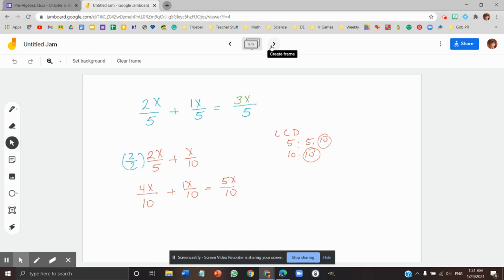Did I finish? No, I did not. I can actually simplify that, right? 10 is divisible by 5. Therefore, I can divide them both by 5. And 5 divided by 5 is 1. 5 divided by 5 is 1. And 10 divided by 5 is 2. So this is going to be 1x over 2. Or I can rewrite this as x over 2.